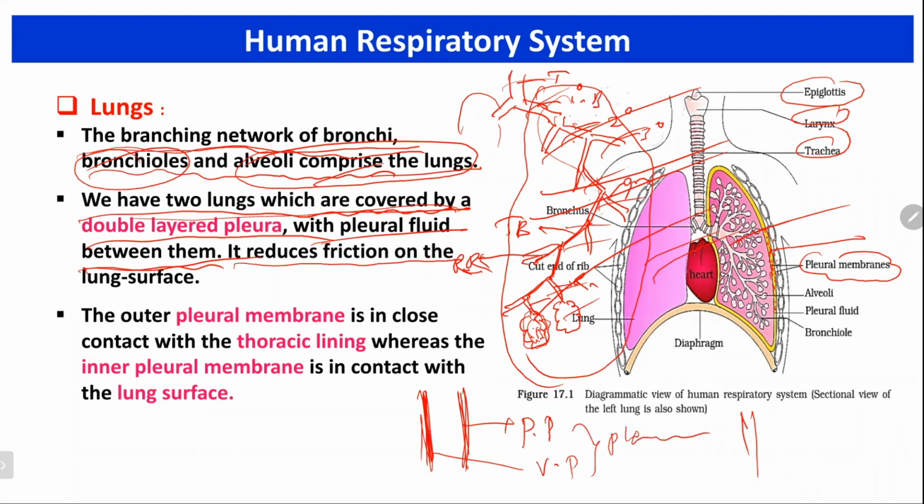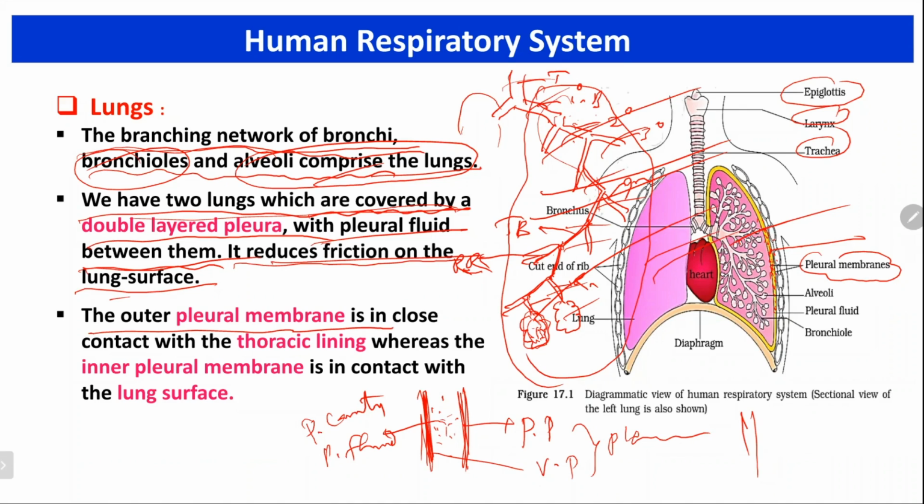And in between these two pleural membranes, here I have shown yellow color, right? So you can clearly see. And in between these two membranes, you can find what? Pleural cavity is there. Pleural cavity, which is filled with pleural fluid, right? And this fluid reduces friction on the lung surface, right? It's very simple.